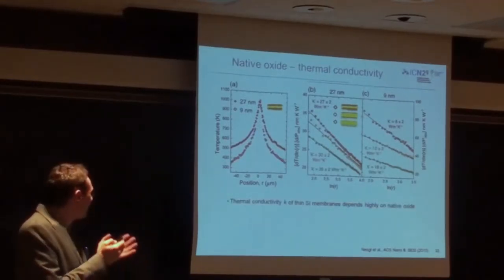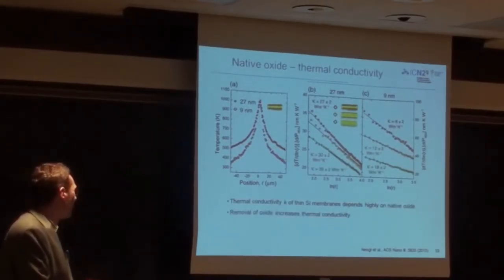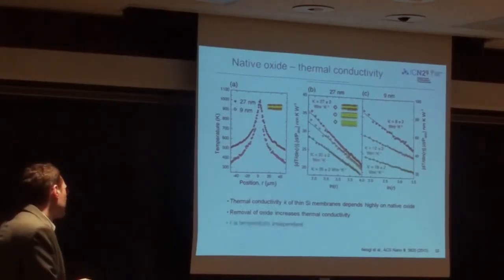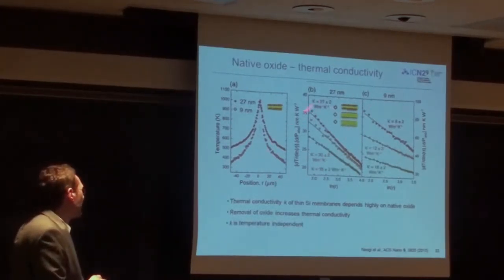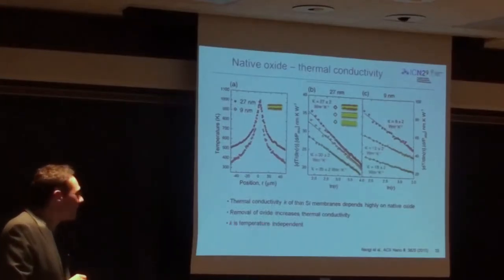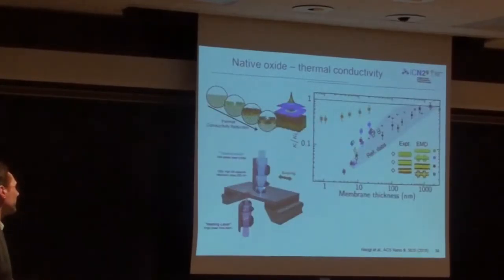So thermal conductivity depends highly on the native oxide. The removal of the oxide increases the thermal conductivity, and it turns out that the thermal conductivity in this range is temperature independent.